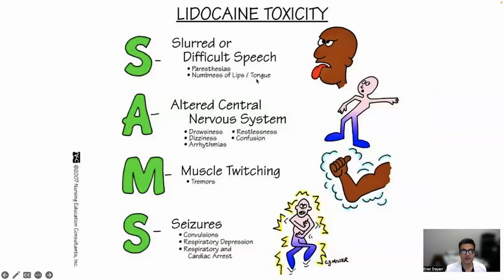So numbness around the tongue or lips, which would lead to slurred or difficult speech. Nervous system, either restlessness, ringing in the ears, dizziness, drowsiness, and then it gets to muscle twitching, and then it can get to seizures, respiratory cardiac arrest.